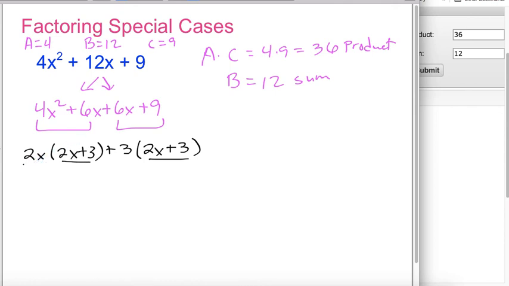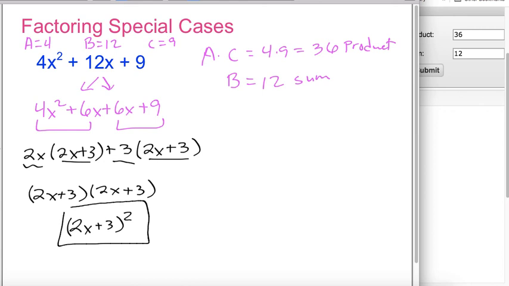You write your GCFs, which is the 2 and the 3 here. 2x plus 3. And then your binomial that was next to it was another 2x plus 3. Again, this is a special case, and that's why it's a special case. It's kind of weird, and they're matching. And so you're able to write it as that one binomial squared. And that's factoring special cases.